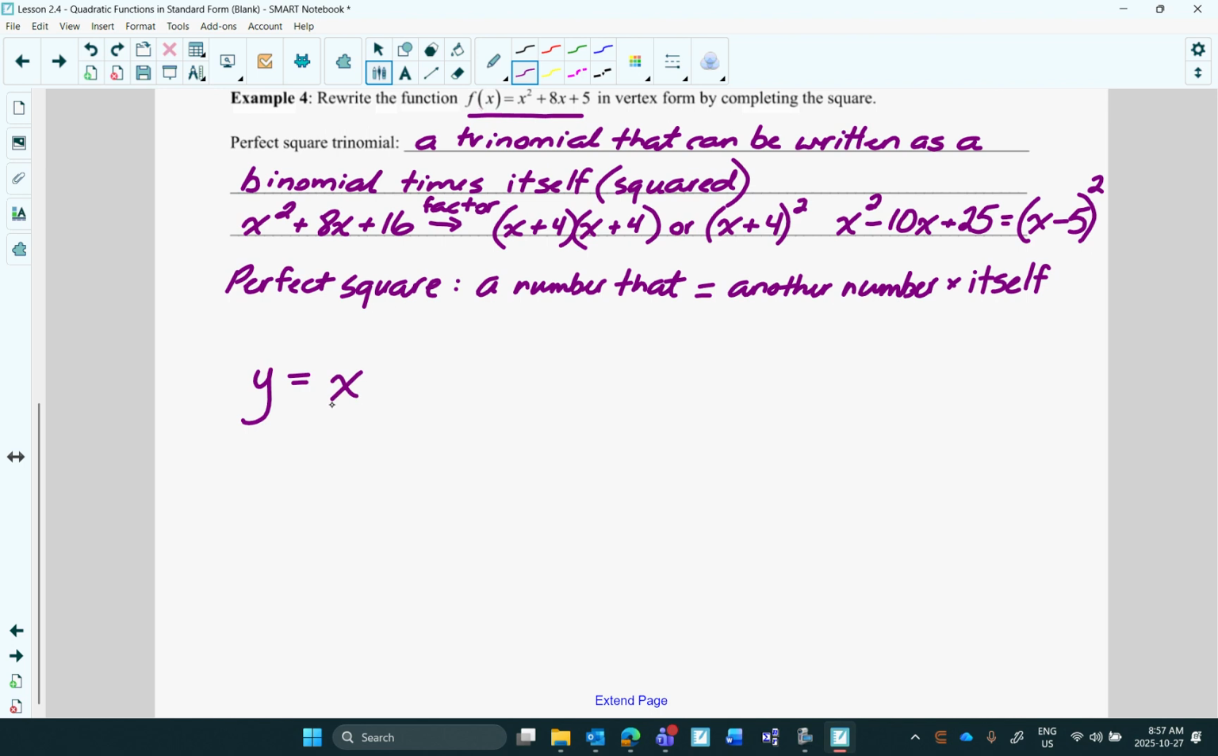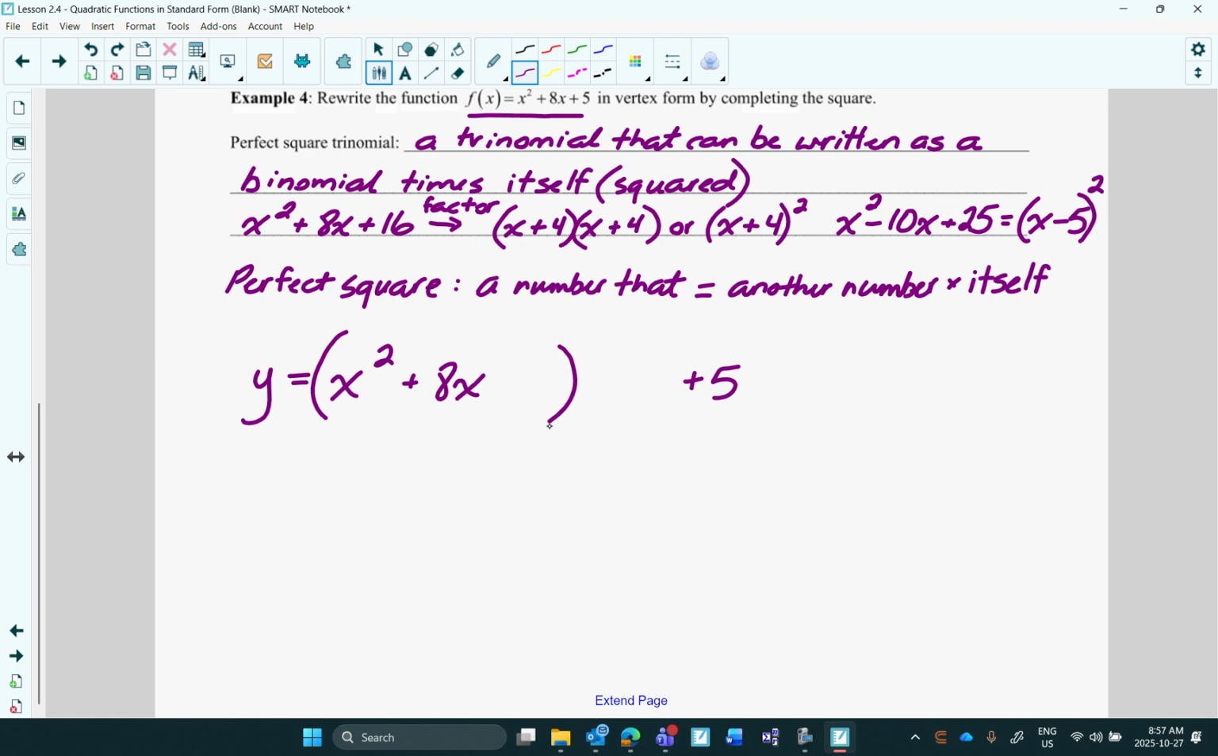First of all, we're going to take this, I'm just going to change it to y. Remember, y and f of x mean the same thing. I'm going to write the first two terms, and then I'm going to write the third one out here because I'm not using it as part of completing the square. What number could I add to these two to make a trinomial?